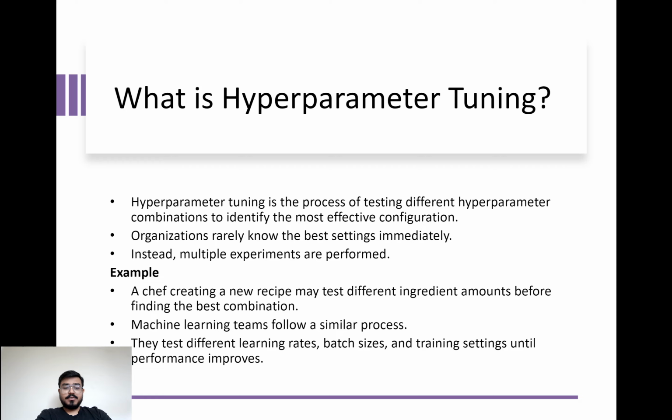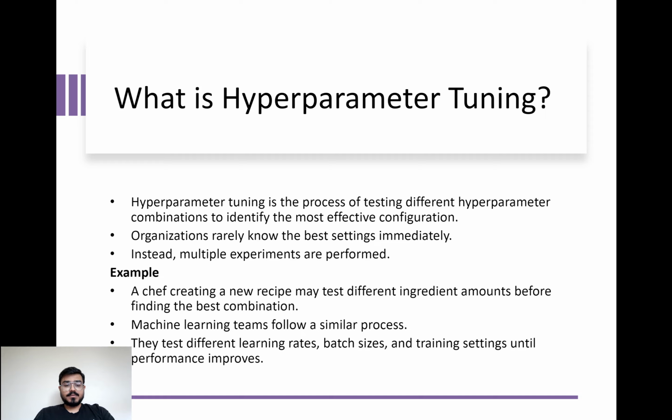Hyperparameter tuning is the process of testing different combinations of the settings to identify the configuration that produces the best result. Let's use a chef example. Imagine a chef creates a new recipe. The chef may experiment with different amounts of salt, sugar, spices, and other ingredients. The first attempt may be acceptable, but small adjustments can improve the final result. After several experiments, the chef eventually discovers the combination that produces the best flavor.